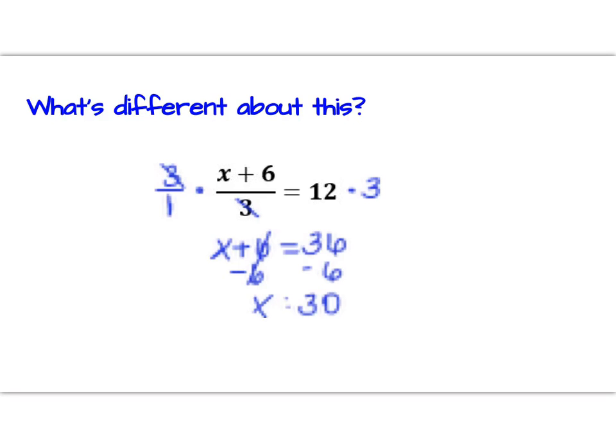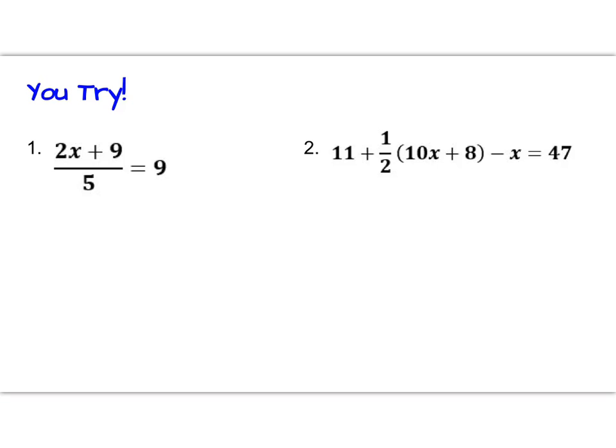So anytime you have a variable and constants all in the numerator, we have to get rid of the denominator first by multiplying, since that's the inverse. When we multiply on that left side, it gets just rid of the 3 and you're just left with the numerator, but then you have to multiply everything on the right side by 3, so it was just 12 times 3 this time. All right, go ahead right now and try these two on your own.